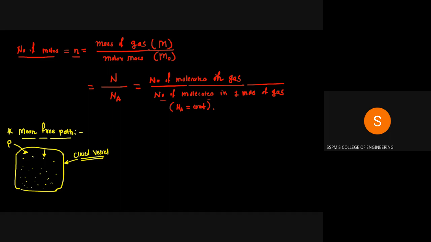Each molecule has the possibility that it may collide with an adjacent molecule during its free motion. So the mean free path is the average distance traveled by a particular molecule before colliding with another molecule. It is the average distance traveled by the molecule between two successive collisions.